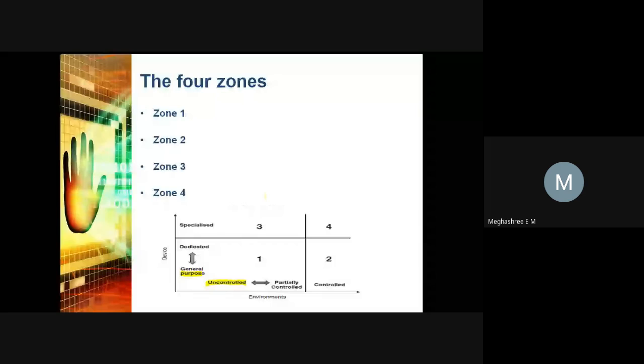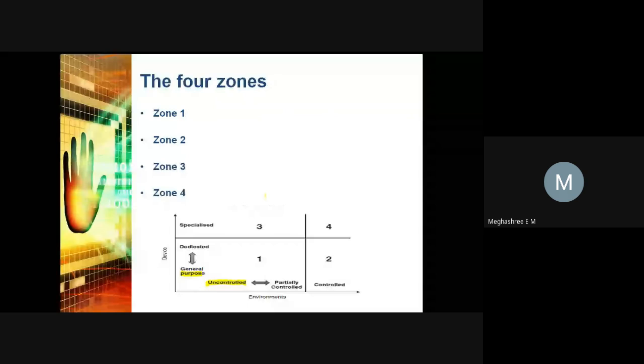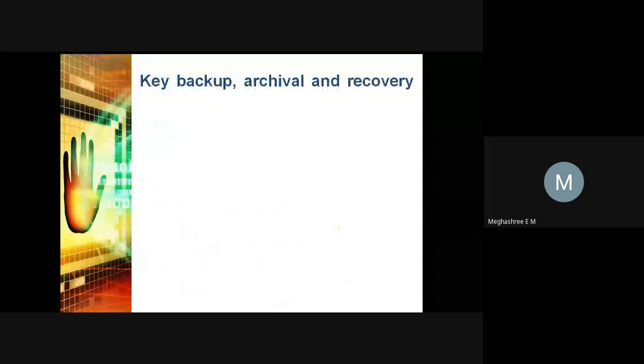About zone 4, the highest security is provided here, as a specialized device is used as well as a controlled environment is considered. So that's why the security provided in zone 4 is higher compared to all other zones. So next is key backup, key archival, and key recovery. So these are three different key life cycle phases.